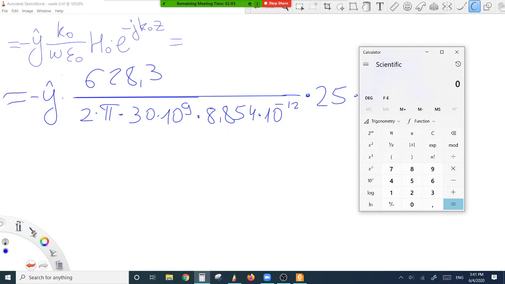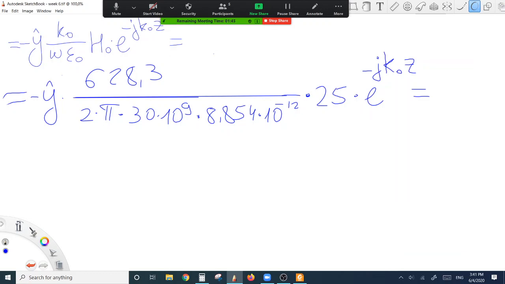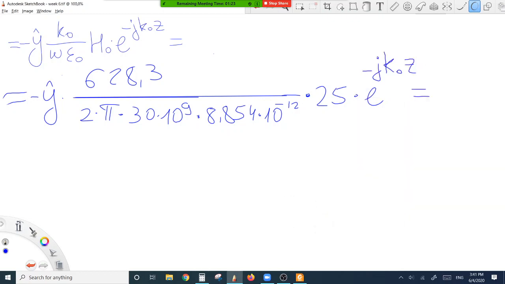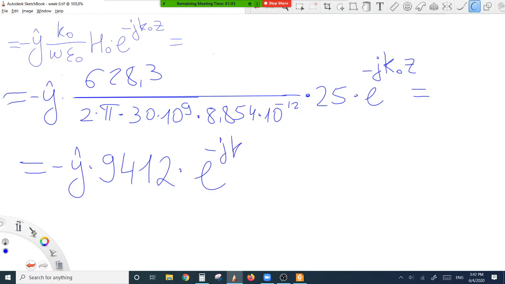9,412. Okay, let's double check in order not to make a mistake this time also. 25 divided by 2, divided by pi, divided by 30, divided by 8.854, 9,412, equals minus y multiplied by 9,412 multiplied by e to the power of minus j k0 z. Now it's correct.